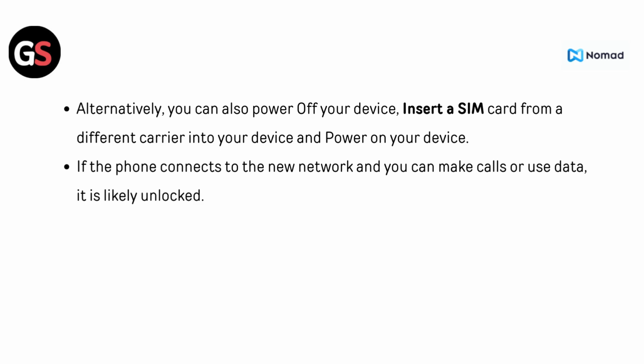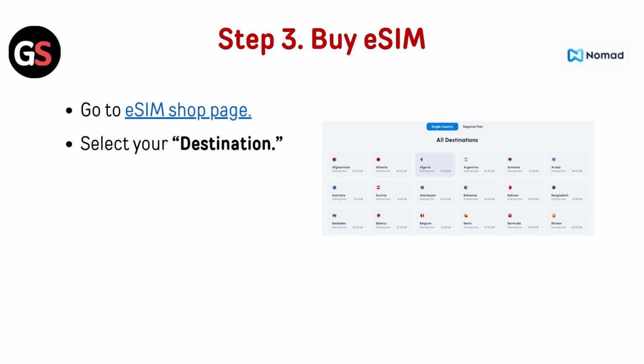Alternatively, you can also power off your device, insert a SIM card from a different carrier into your device, and power on your device. If the phone connects to the new network and you can make calls or use data, it is likely unlocked.